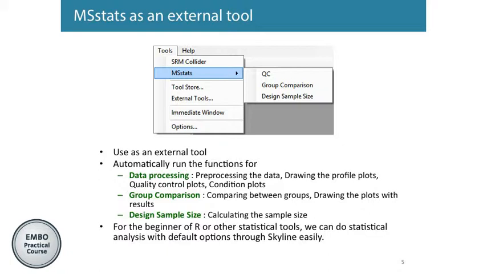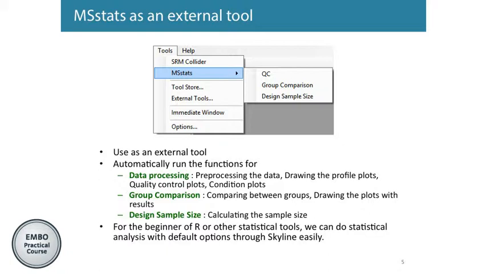So here, if you install MSstats, now we have the three functions we discussed before: QC, group comparison, and design sample size. The QC step does the data processing and generates all the visualization, quality control, and normalization. Group comparison compares the groups and draws all the visualization for your conclusion. And design sample size also calculates the sample sizes for your future experiments. You have to follow these steps, so click the first one, QC.